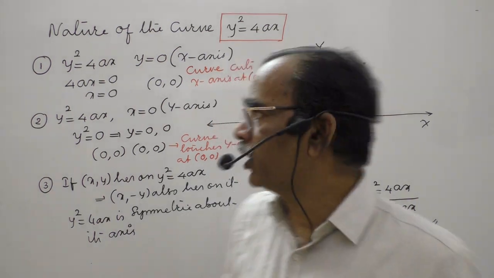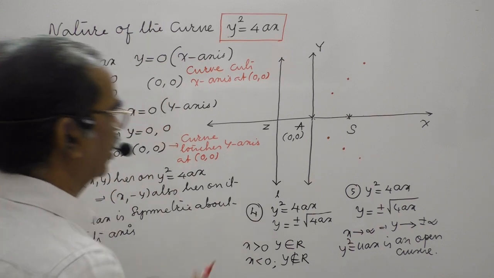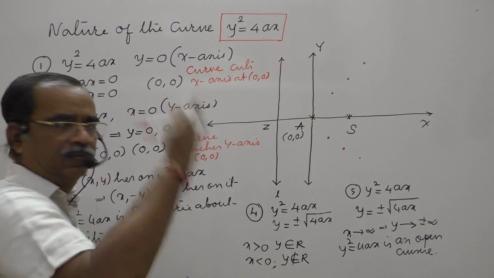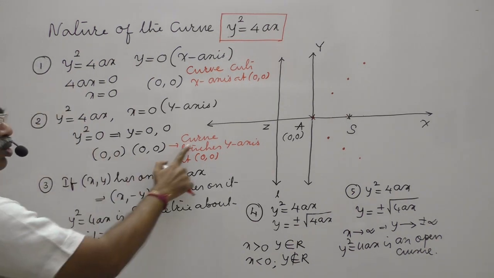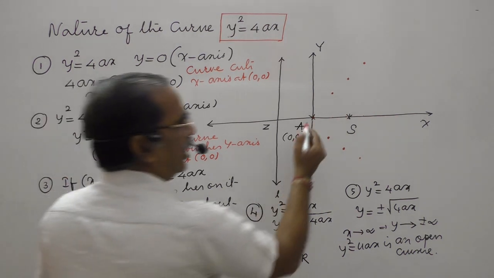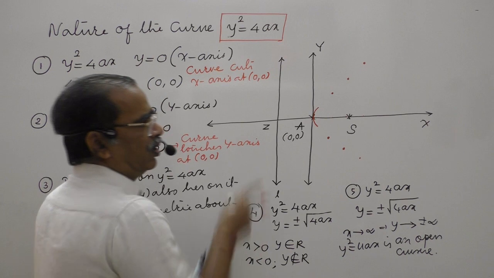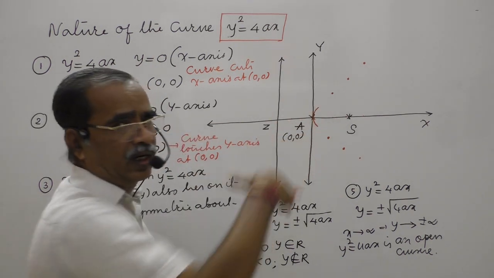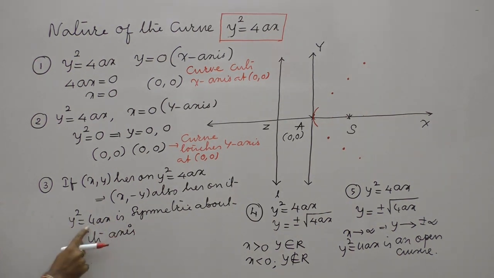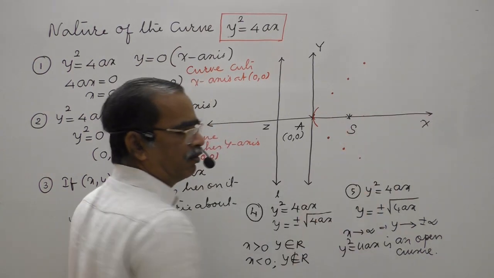What does point 1 say? The curve cuts x-axis at origin. Here it is cutting. And point number 2 says that the curve touches y-axis at 0, 0. At 0, 0, the curve will touch y-axis. It is cutting x-axis and touching y-axis. Point number 3 says that the curve is symmetric about its axis. This is the axis of the parabola.